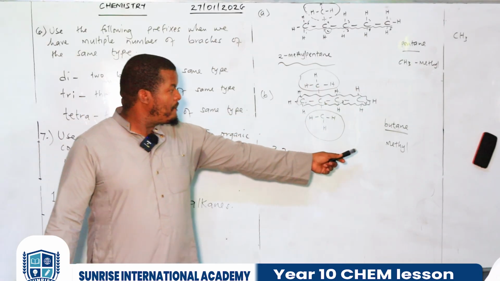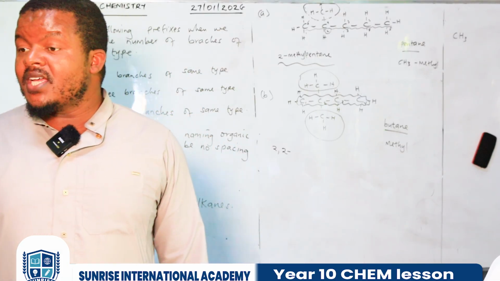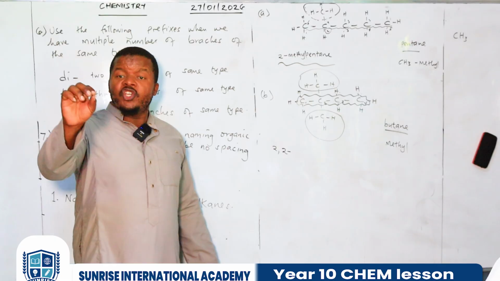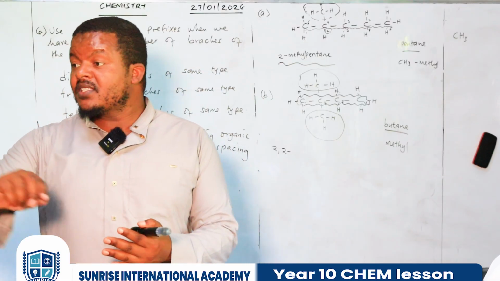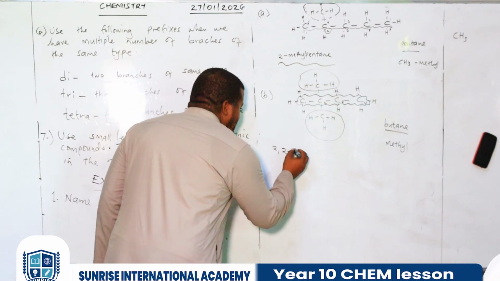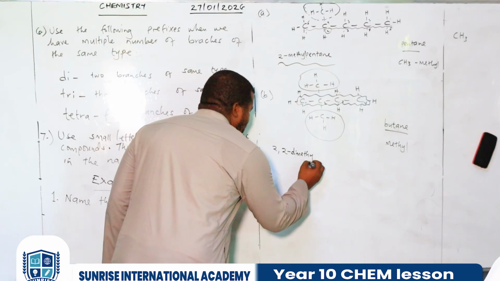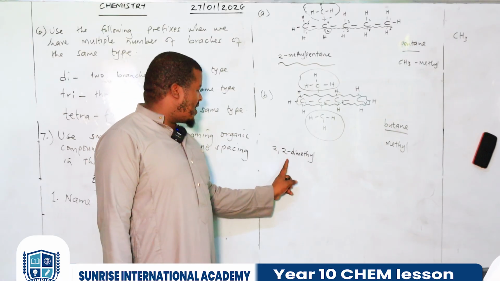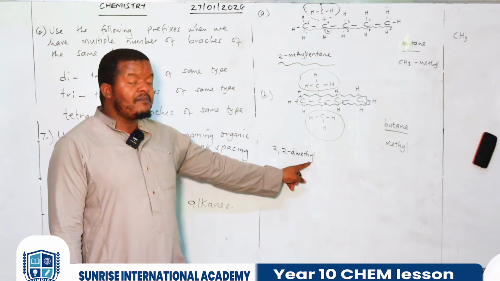What is the side chain? Methyl. How many are they? There are 2. So we said when we have multiple identical side chains, we use the prefixes di, tri, tetra, penta if you have to. In this case, we have 2 of them, so we use the prefix di, methyl. It means at carbon number 2 and number 2 again, we have 2 methyls. So 2,2-dimethyl.